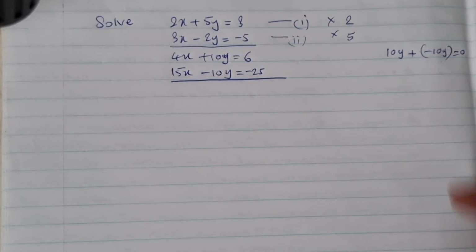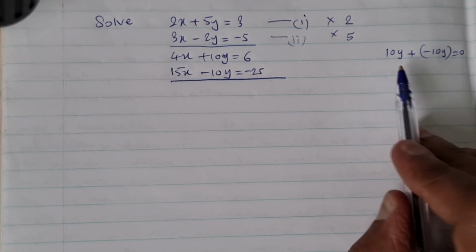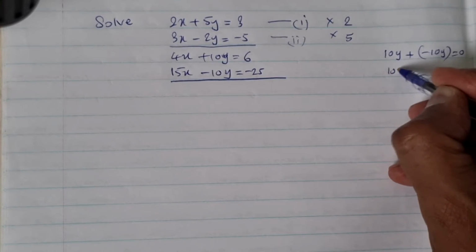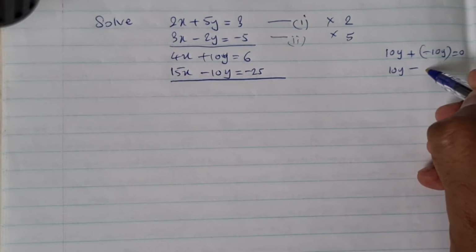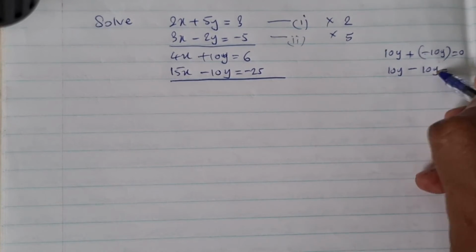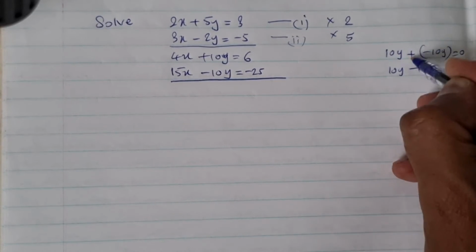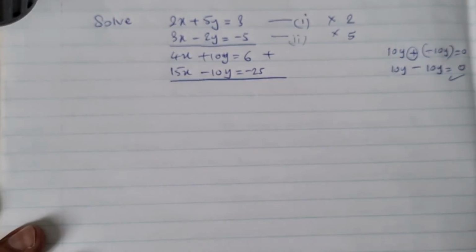So what we do, we add. Let's say if you add it, we see what's going to happen. Right, so if you add, you say 10y plus minus becomes minus, okay, and then you've got 10y. 10y minus 10y is 0. So it cancels out when you put a plus. So you have to plus.